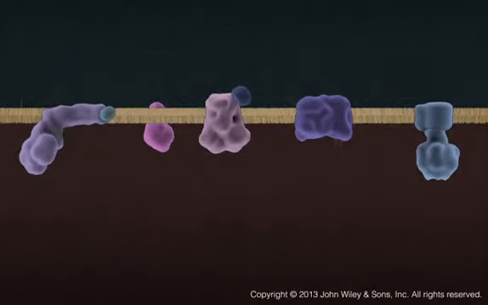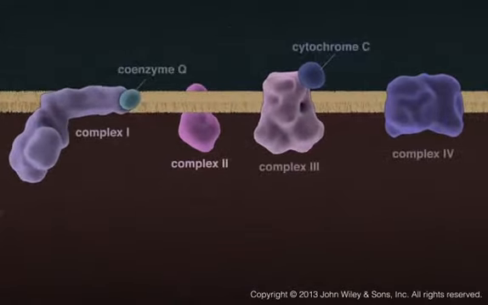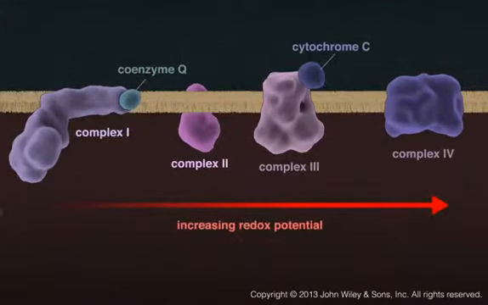Let's look more closely. The electron carriers form complexes, and each complex along the chain has a slightly higher redox potential. Note that there are many variations in the exact steps and molecules in the electron transport chain. We will look specifically at the electron transport chain as it occurs in the mitochondrion.